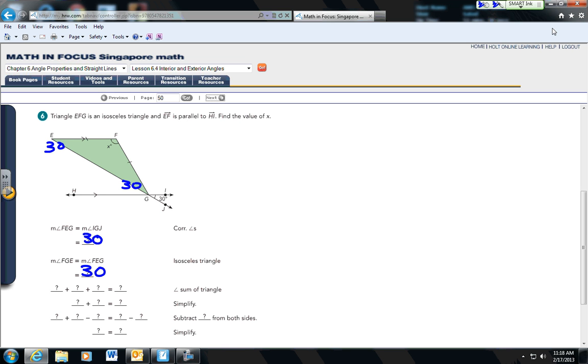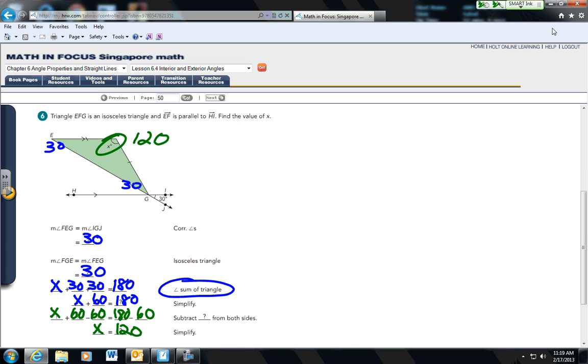Now we're talking about the sum of the triangle, which we know has to be 180 degrees. So x plus 30 plus 30 must equal 180. Next step is to simplify, combine our like terms. We get x plus 60 equals 180. Now get the x by itself by getting rid of the plus 60. And the opposite of adding 60 is to subtract 60 from both sides. 180 minus the 60, and then x will equal 120. So we know that angle there must be 120 degrees.